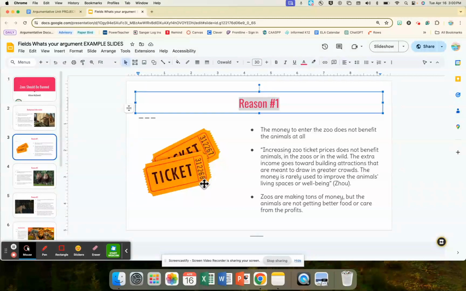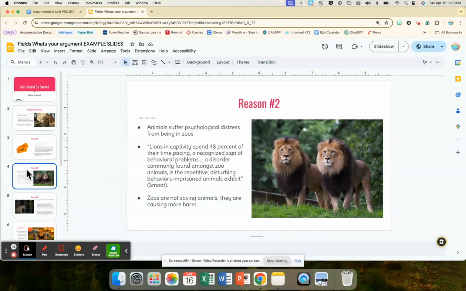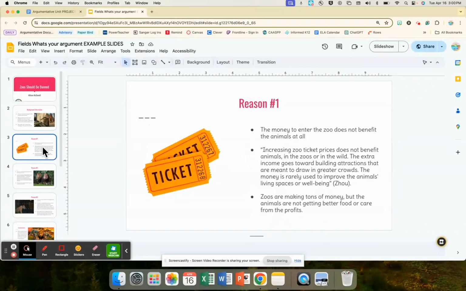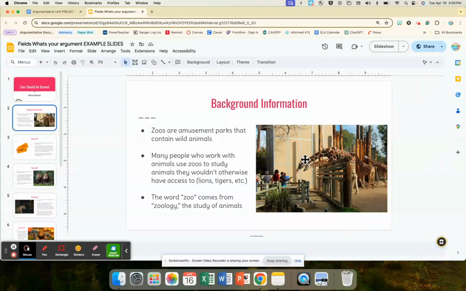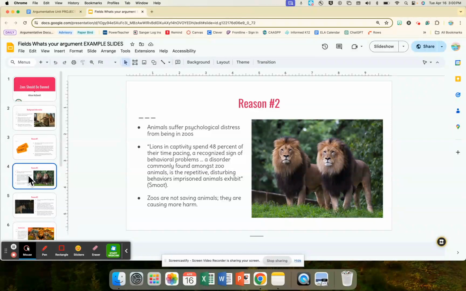I'm going to briefly show you the other slides because they're similar, right? So this one is your reason two. Again, you can change the header. And again, you see, here's my reason. Here's my quote. And then here's a little bit of my reflection. Zoos aren't saving animals. They're causing more harm. And as you'll notice too, do you see how the picture's over here on the right, then the picture's over here on the left, and then it's on the right again? So that's something to note.